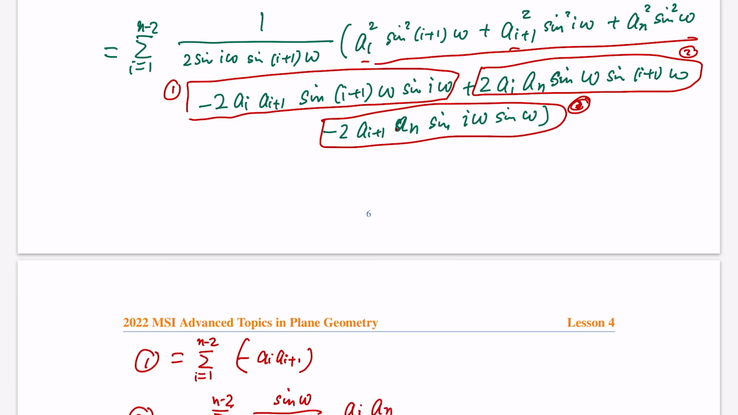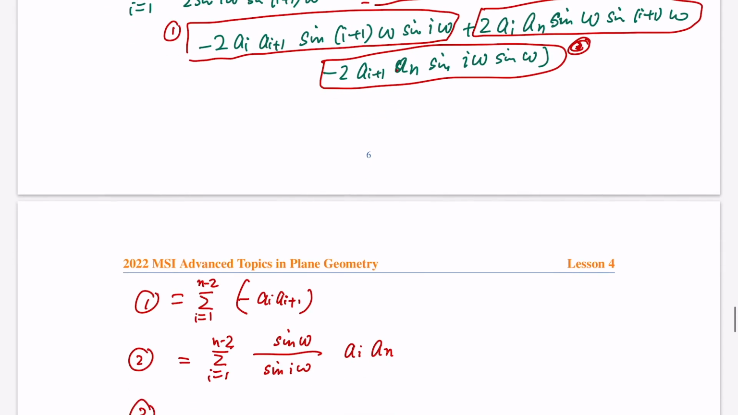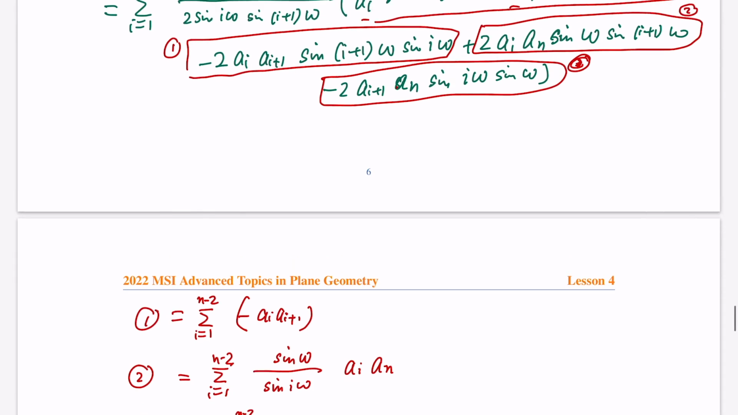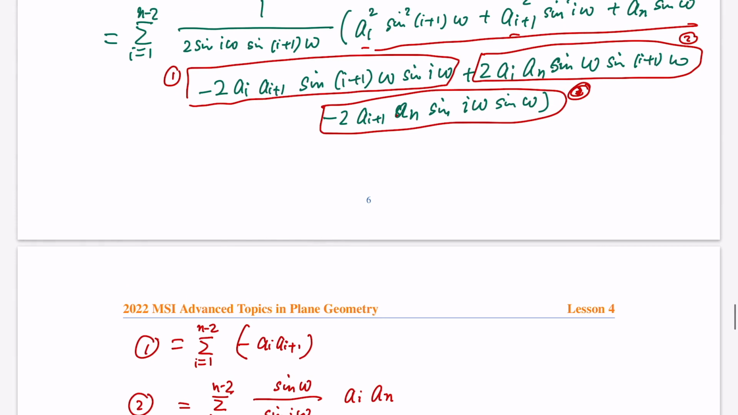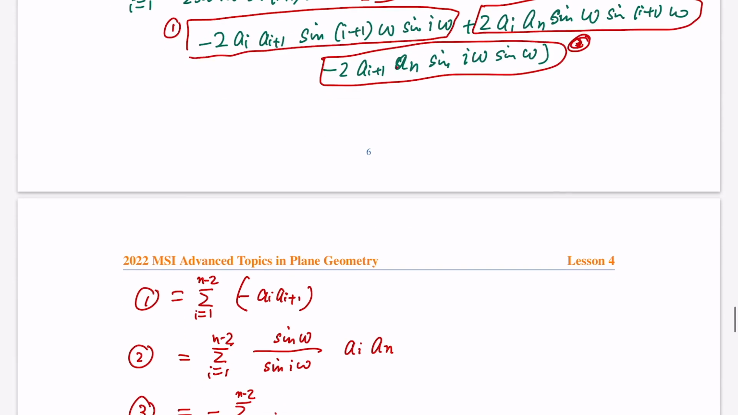AI, AN. So that's what you have. Okay, and it looks like you cannot simplify them very easily, so leave as it is for the moment. That's what you have. And let's take number 3. Number 3 is similar, but then it's negative sigma I from 1 through n minus 2. And this time, downstairs sine omega is cancelled. You are left with sine omega plus 1, sine I plus 1 omega, sine omega. So AI plus 1, AN. Okay, so this is very nice.